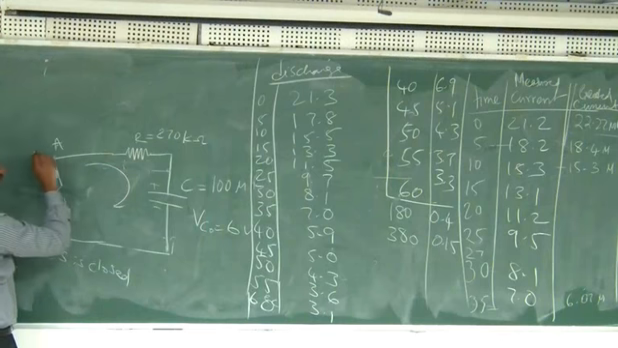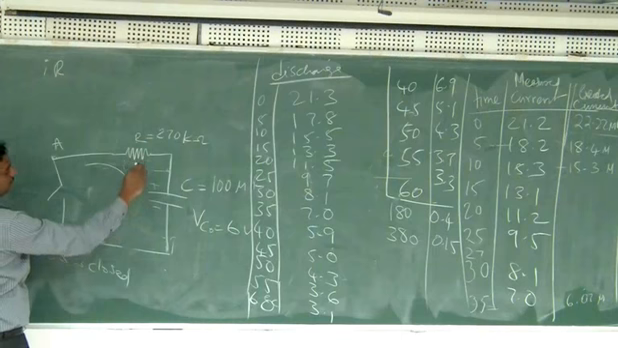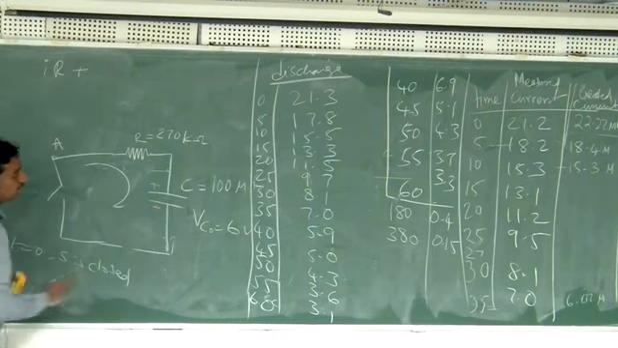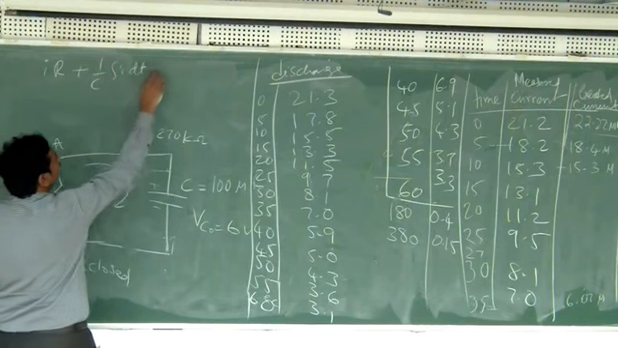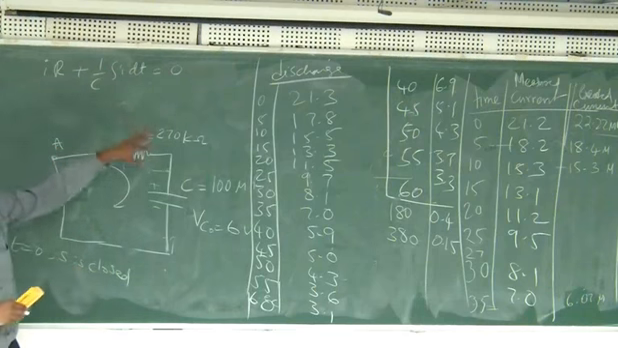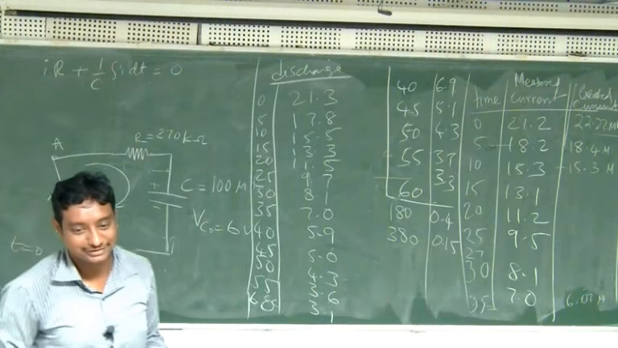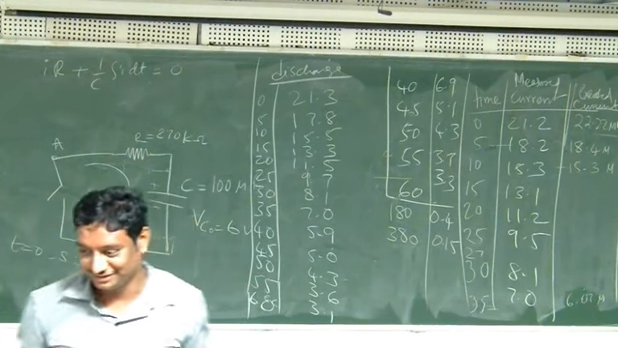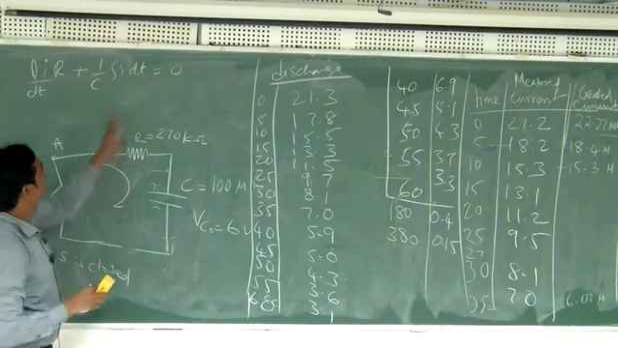I into R is one voltage, plus, what is the voltage of the capacitor? 1 by C integration I dt is equal to 0. So these two voltages should sum to 0. Because this integration symbol is there, I am scared a little bit. So what I will do, I'll just differentiate both sides. So di by dt is equal to I.